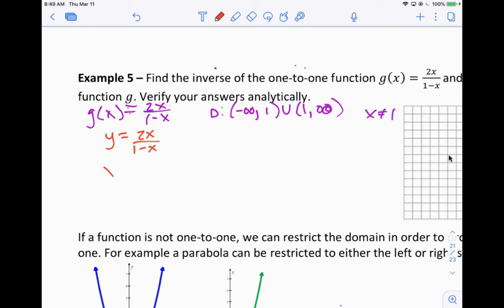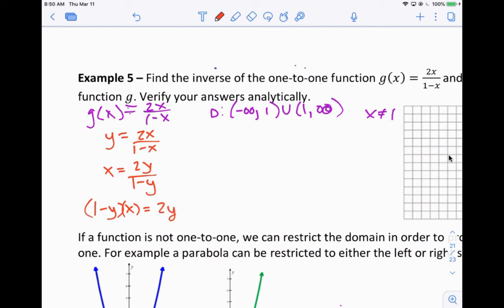Go ahead and switch x and y. This one is going to be a little complicated because I have 2 occurrences of y, which is a problem if I'm trying to solve for that y, right? So I think the bigger issue right now at this moment is still the fact that y is in the denominator. So I'm going to move that to the other side.